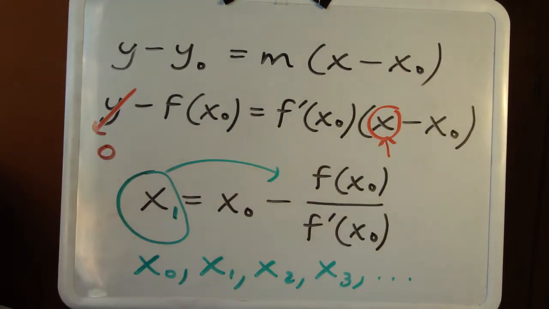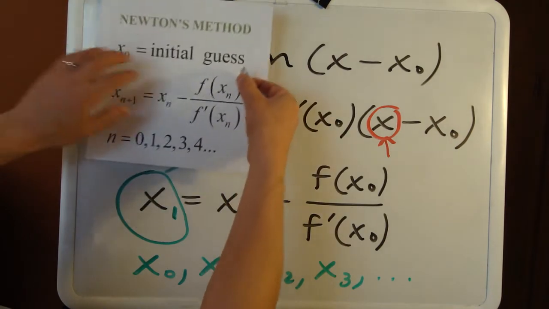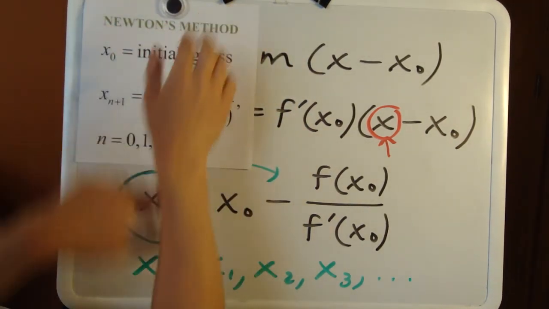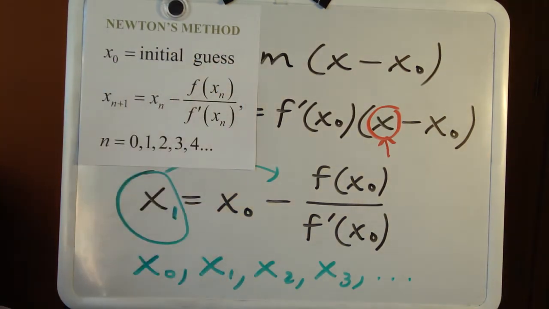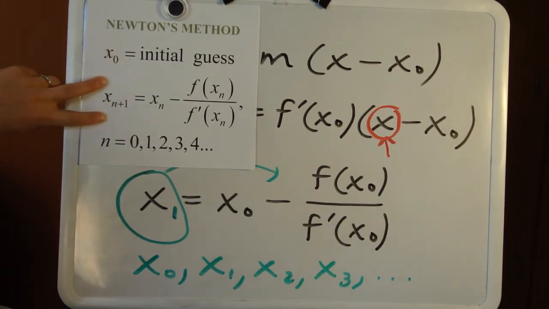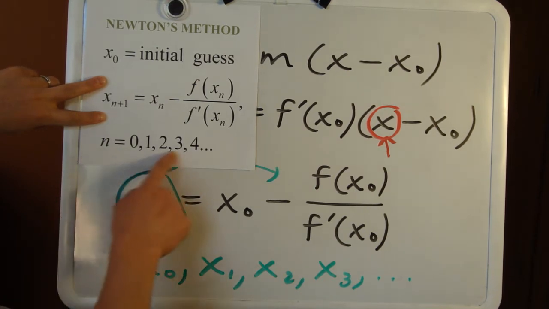So based on this little bit of work, this is what you would find in a calculus textbook. If you look in the book, you'll find something that they call Newton's method. And so the x sub 0 is your initial guess, right? That's how you begin this entire process. And then this is the basic formula that you're going to use for different values of n.